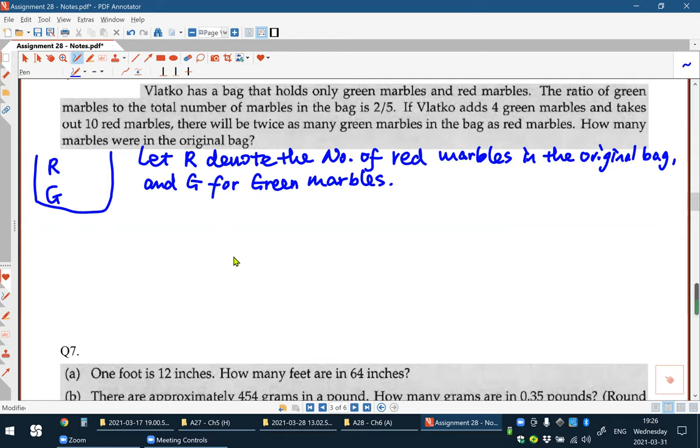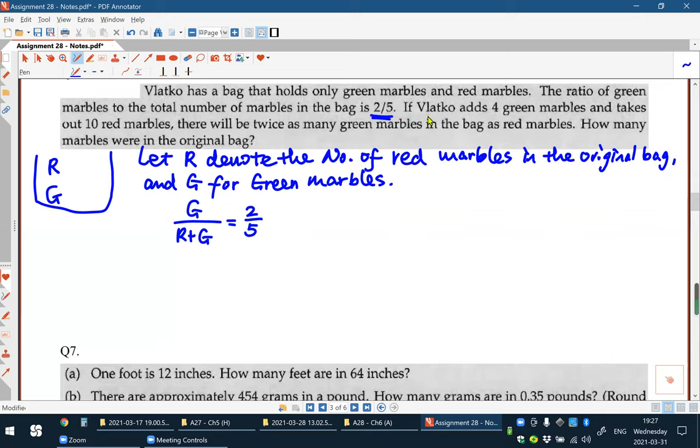Okay, so we need to solve these two variables. Ideally, we need two equations, right? The two equations should come from the given information. So what is the given information here? First piece of information is 2/5, right? What is 2/5? 2/5 is the ratio of green marbles, which is G, over the total number of marbles, which is R plus G, right? This number is 2/5. Okay, this is our first equation.